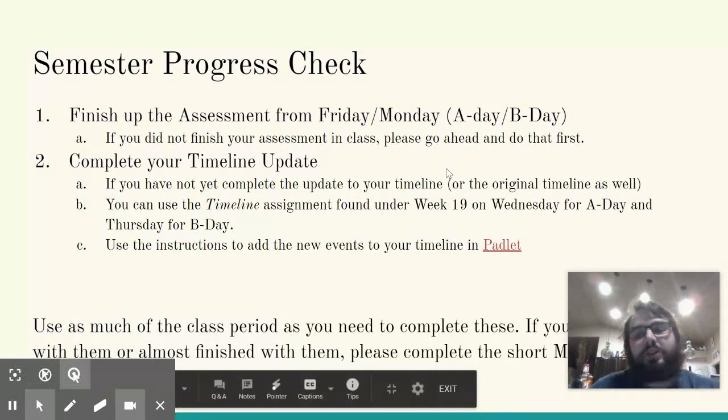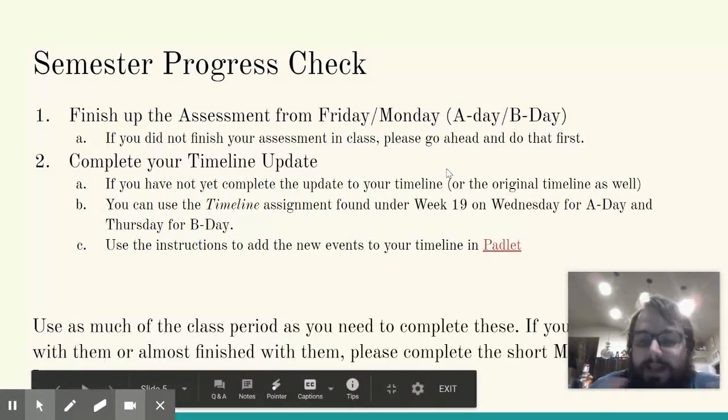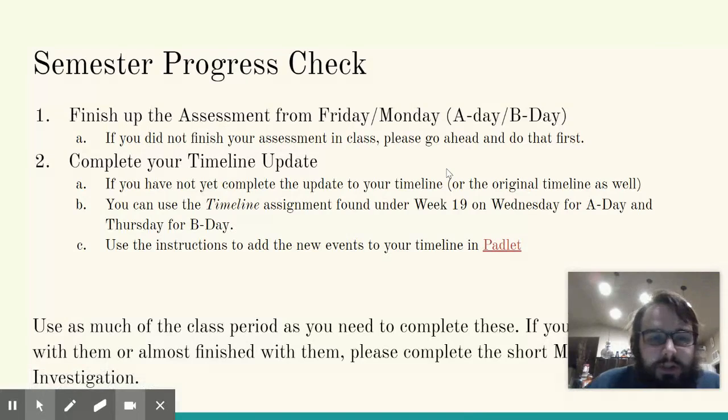Once that is finished, it's time to check and see if your timeline is finished. If you have not completed that yet, and I mean what we originally did last semester and the 9 events we added this semester, last week, go ahead and work on that. Please, please, please, we really need you guys to get those 2 things finished. They are going to be graded and put into the grade book in the next 3 days or so.